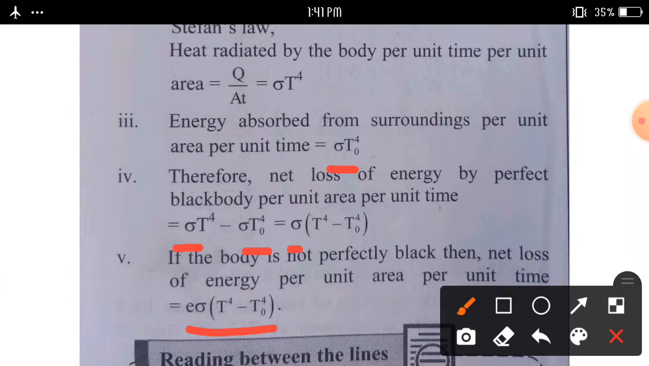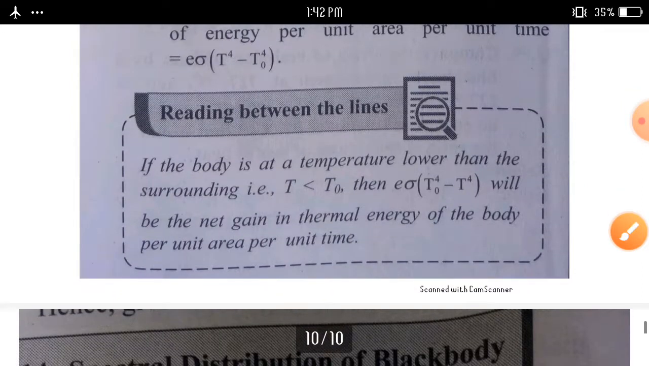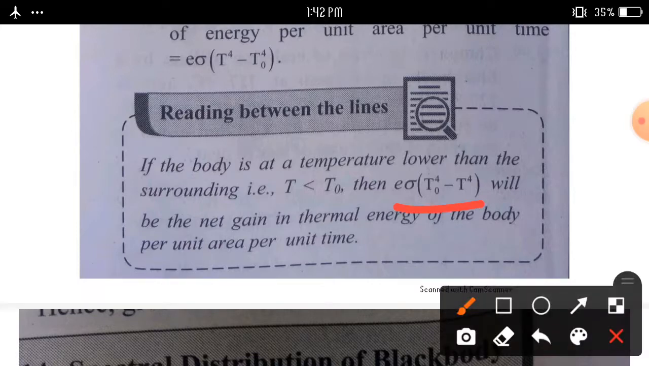Here, if the body is at a temperature lower than the surrounding, that is T less than T0, then this equation becomes E into sigma into T0 raised to 4 minus T raised to 4, which will be the net gain in the thermal energy of the body per unit area per unit time.